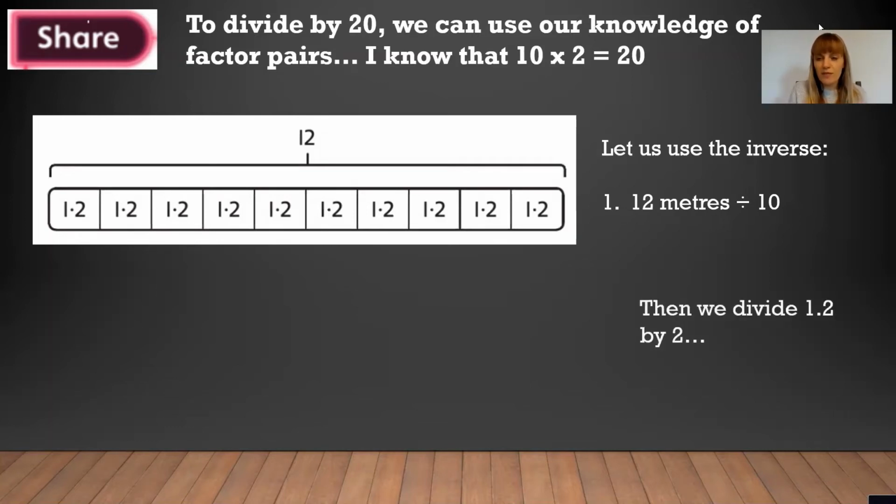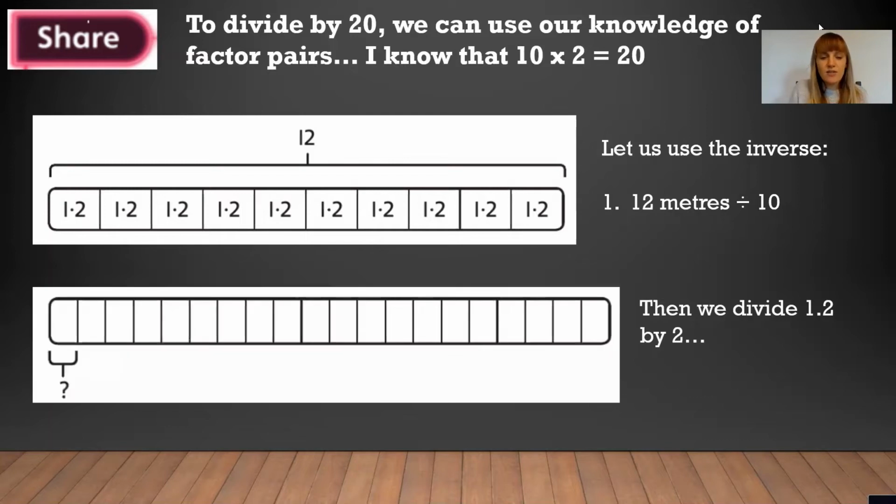Now, then we think about dividing 1.2 by 2, because that's the other part of our factor pair of 20. So how's that going to look? Basically, I'm halving, aren't I? 1.2 divided by 2 gives me an answer of 0.6. So if I want to do my calculation of 12 divided by 20, I know that my final answer is 0.6.